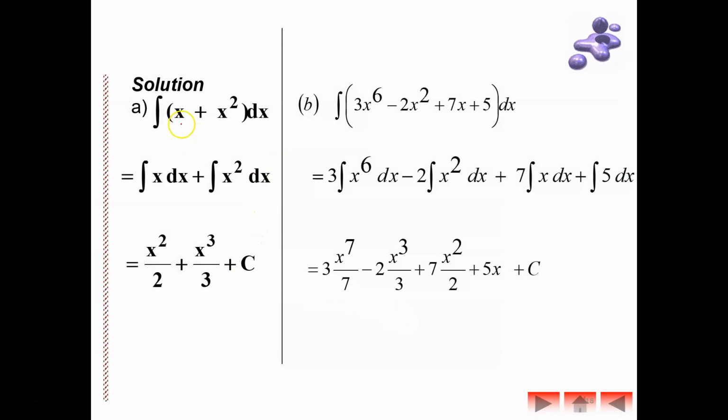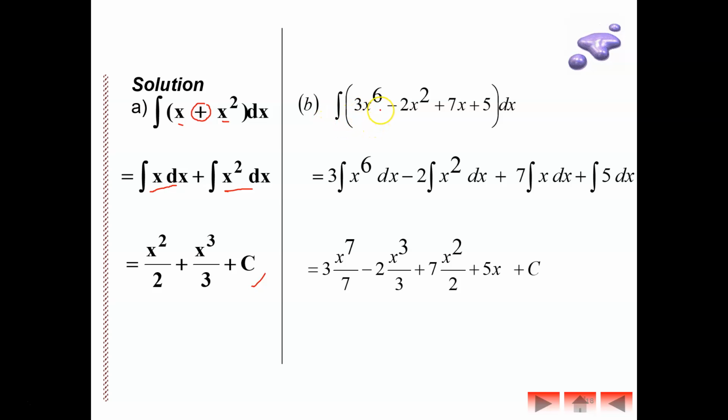Solution. Okay, remember when you have two functions, let's say this is f(x), this is g(x). Function number 1, we're going to split it since you have plus over here. Remember, you can split the function into 2 when you have plus or minus. So we have integration of x dx, the first one, and integration of the second one, x squared dx. So plus, just write it down as plus. So now integrate x, you get x squared over 2, plus integrate x squared, you get x cubed over 3, plus c. Okay, done.